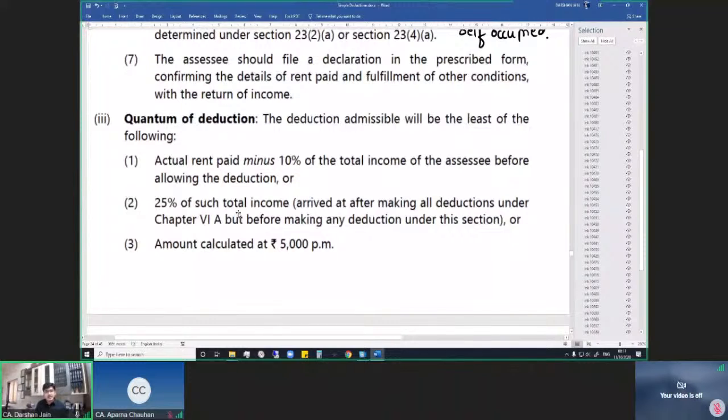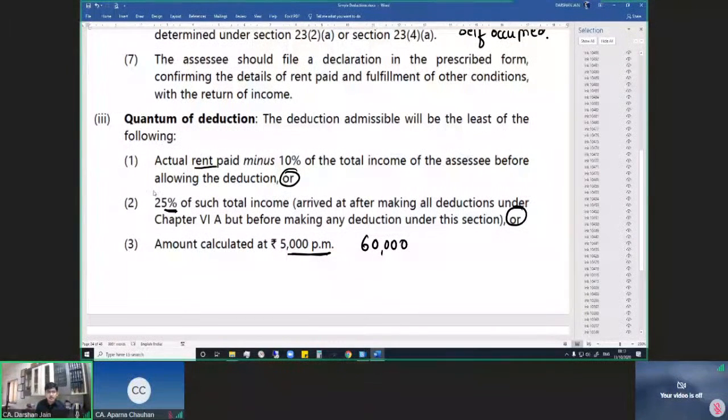A declaration is given by the assessee that yes, he fulfills all the conditions. The maximum permissible deduction under 80GG therefore is the actual rent paid by the assessee less 10% of the adjusted gross total income, or 25% of the adjusted gross total income that we are talking of. Adjusted gross total income here would mean only the gross total income less any other deductions which have been claimed under Chapter 6A. So 25% of such total income, or an amount calculated at rupees 5,000 per month. So maximum deduction under this particular section could never exceed 60,000 rupees.